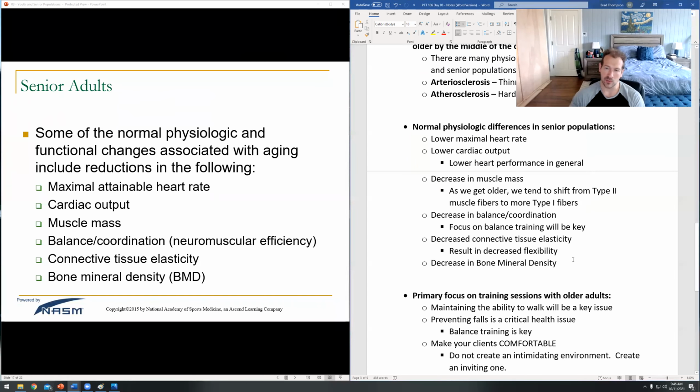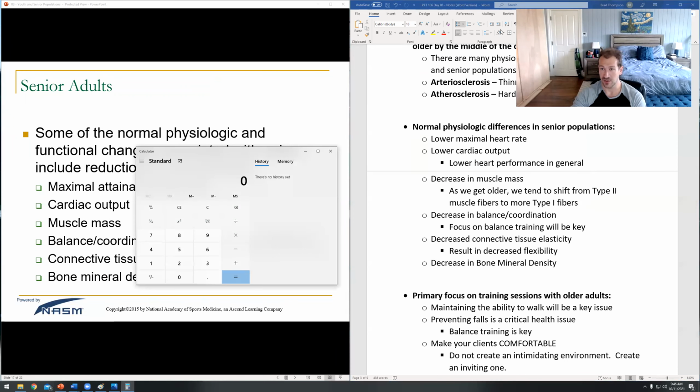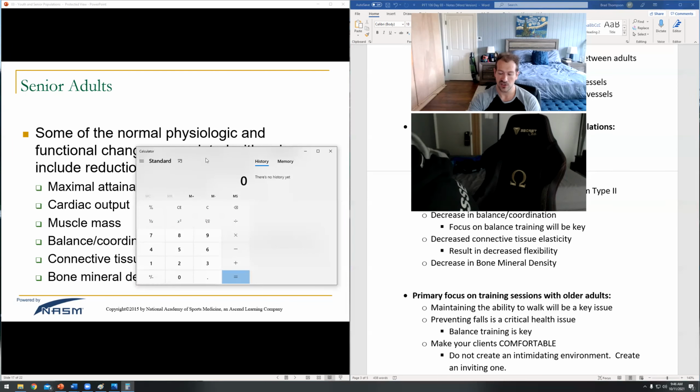So the two most common ones are going to be the sclerosises, right? And so we definitely see that a lot in our senior clients. Now, other things that are going to happen in seniors, we're going to see a lower max heart rate. Remember our formula for max heart rate? It's a very simple formula, just 220 minus your age, right? So for me, that's 33. But in 10 years, it's going to be 220 minus 43.